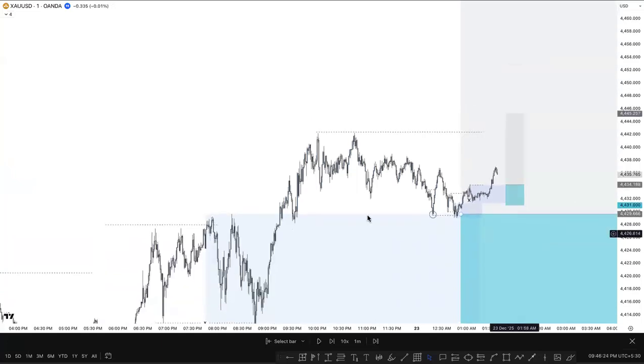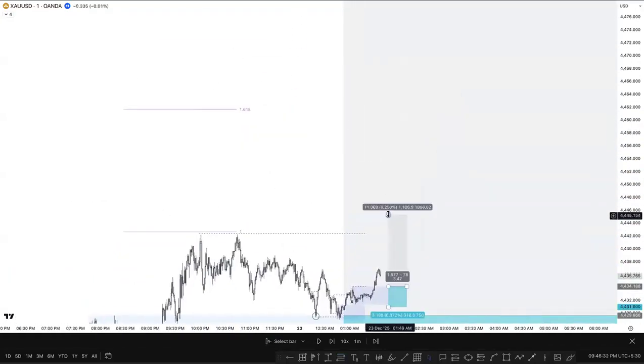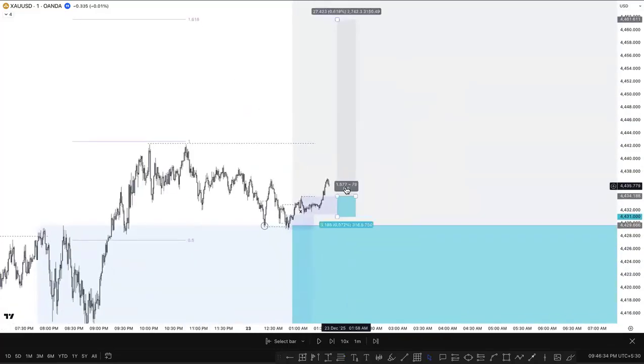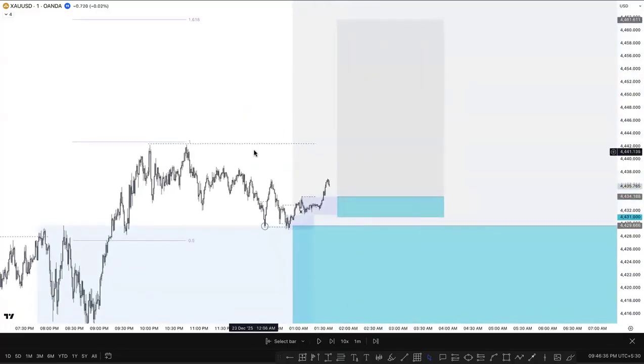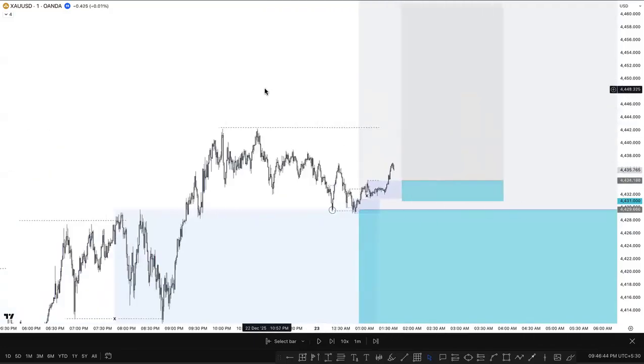And where is the target? To set the target, we can use the previous swing high low like this one right here. So at 1.618 we can set the target. Here you will get almost 8 RR. Okay, and also we can set the previous swing high low as a main target. Let's see what happens next after this and how price reacts after this.